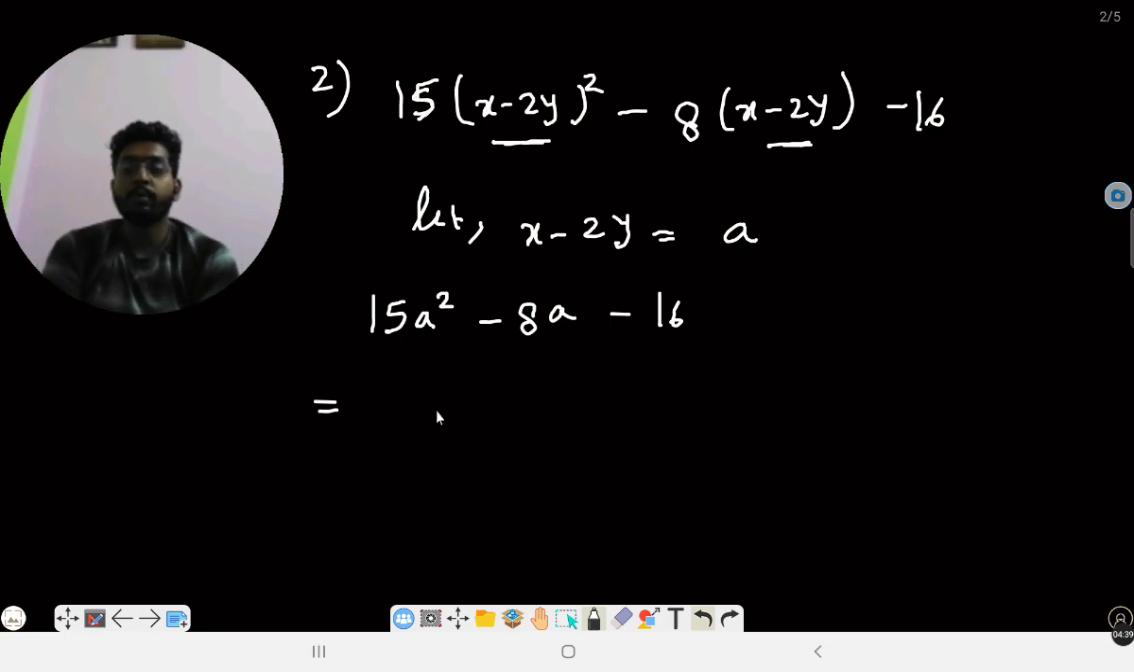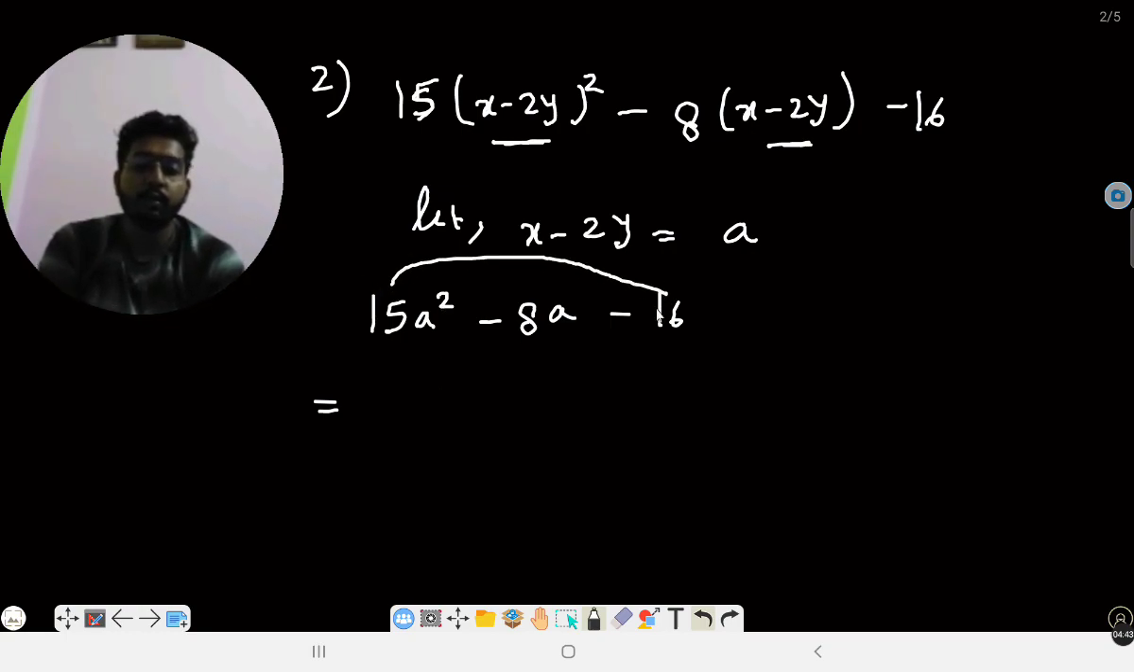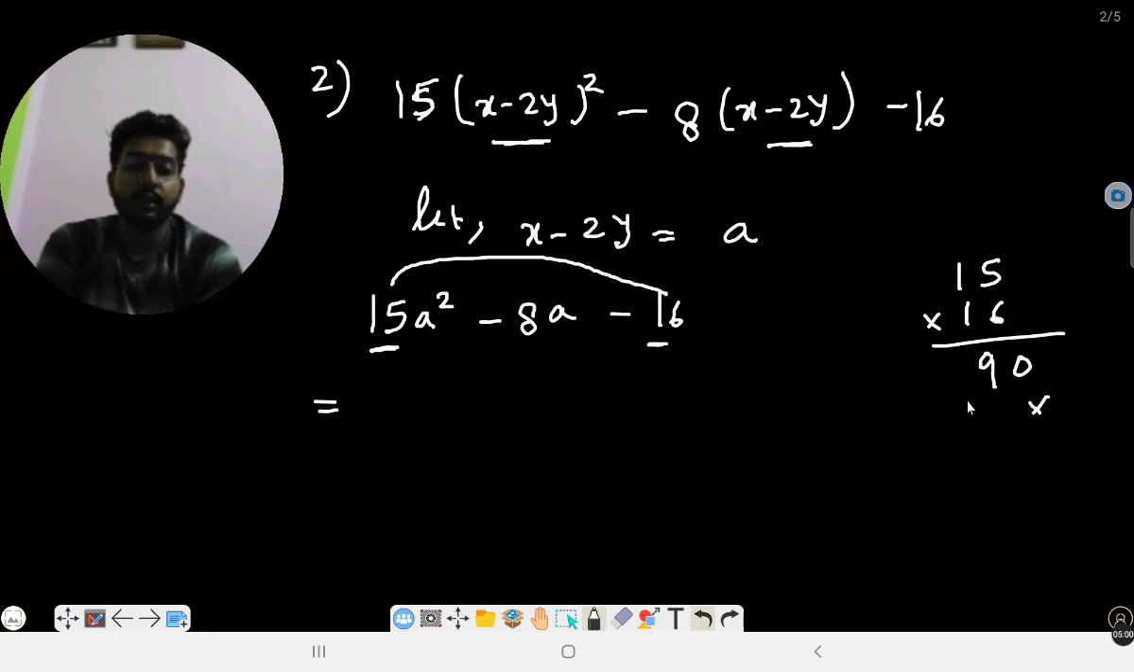Now we have to factorize this one. Here you have to use the middle term method. Middle term method means first you have to find the product of the extreme terms. So here 15 into 16. So find the multiplication. 15 times 16, that will be 240.